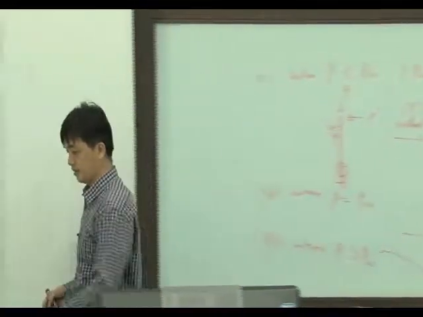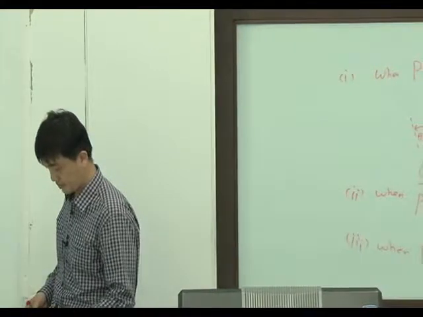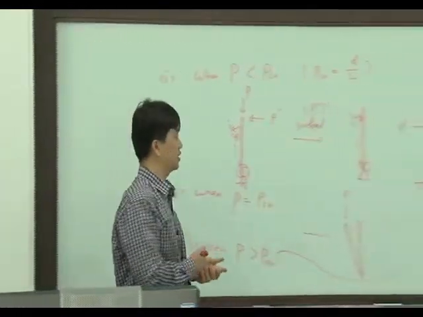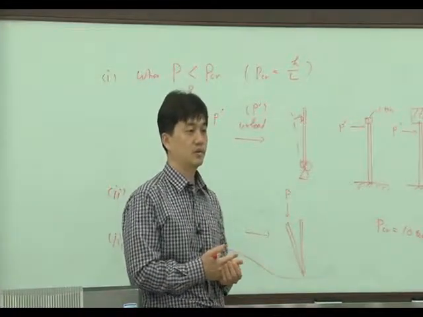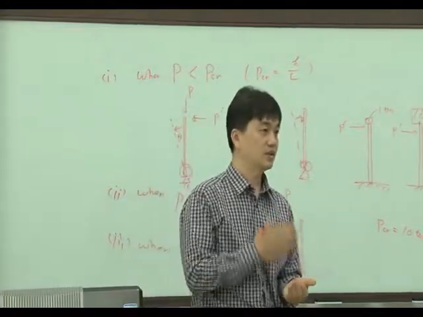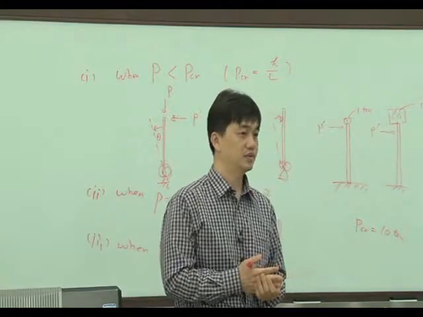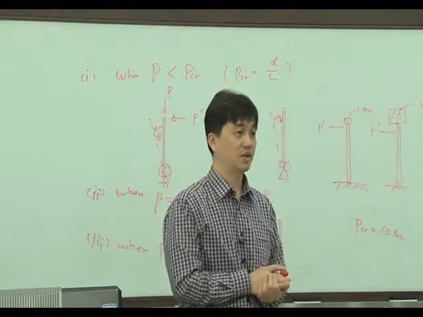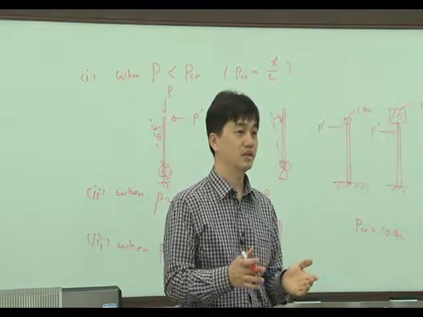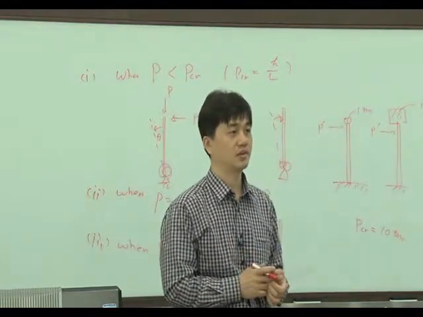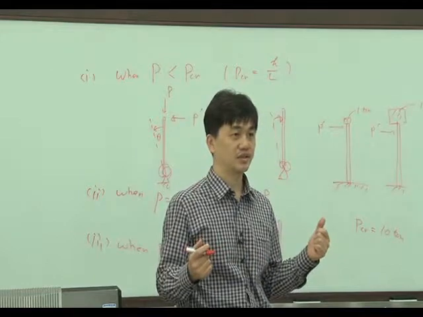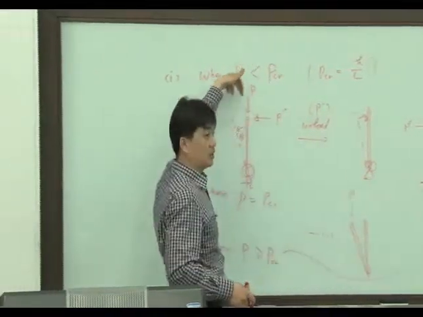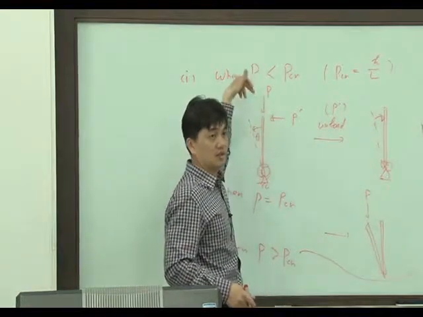Okay, so through this illustrative example, maybe you can capture some very important thing. This kind of buckling phenomenon happens in the compression case, not the tension case. Okay, so applied load P compresses this member, right?